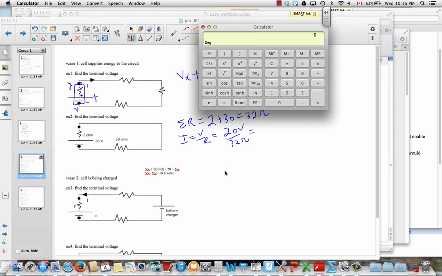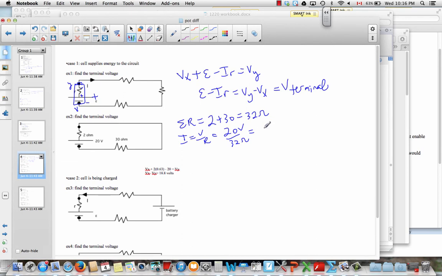So let's see what that is. So is that right? Yes, I guess that is right. So that's 0.625 amperes of current. And then we can find the terminal voltage. There's going to be the chemistry voltage minus the drop across the internal resistance. So it's 20 minus 2 times 0.625, and that's 18.8 volts of terminal voltage. That's the difference between those 2 points. So this relationship that we've derived here is a general relationship that will apply when the cell is supplying energy to the circuit.